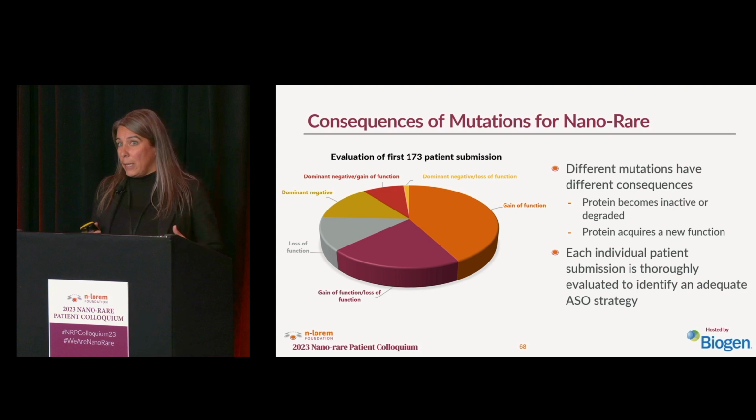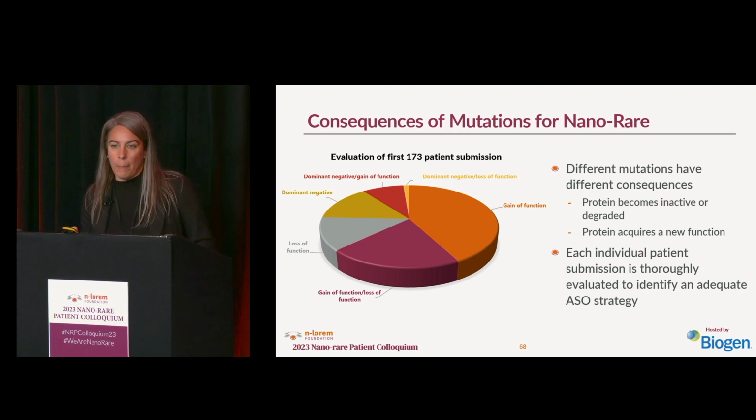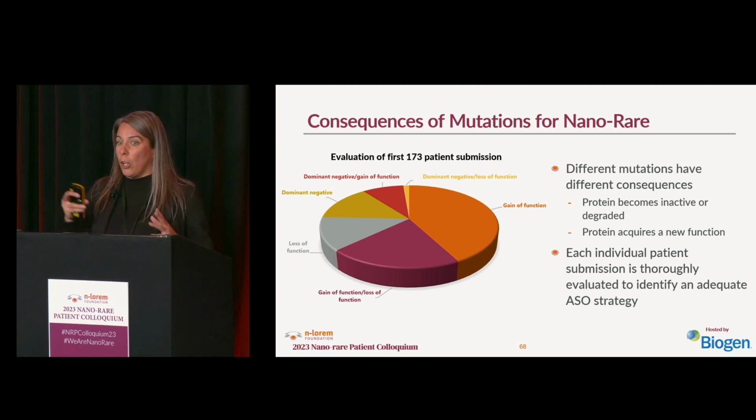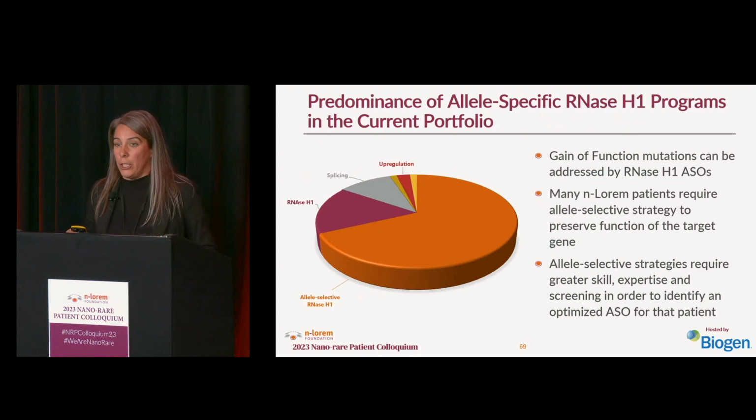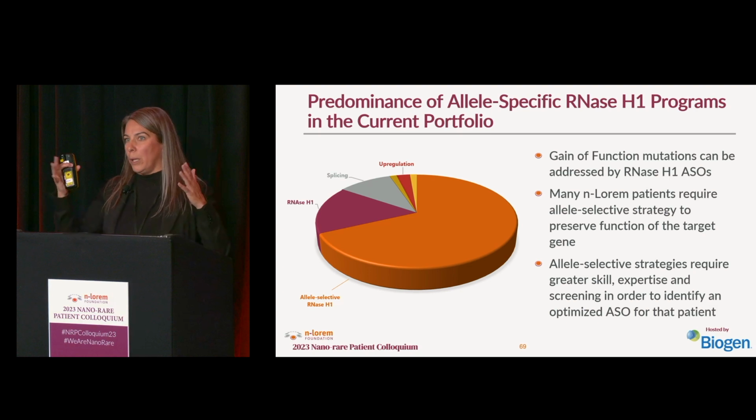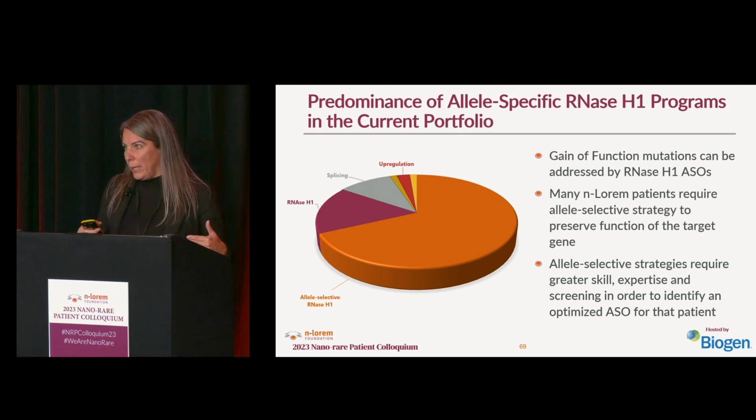And so when we get an application for treatment at n-Lorem, it's really important that we do a thorough evaluation of the nature of the mutation, its consequences, so that we're able to come up with an adequate ASO strategy for each patient. As you can see on this chart, a lot of our patients have a gain of function mutation, and so the rest of my talk will focus on this type of mutation. Gain of function mutation can be addressed by RNase H1 ASOs. So those are ASOs that will allow us to downregulate a gene.